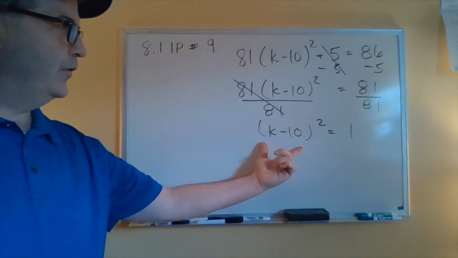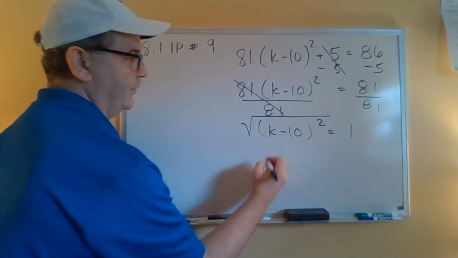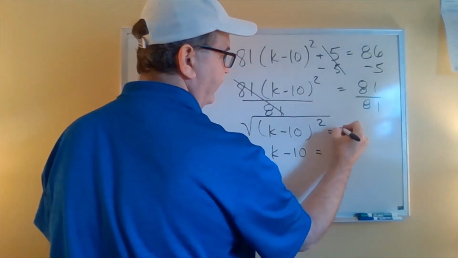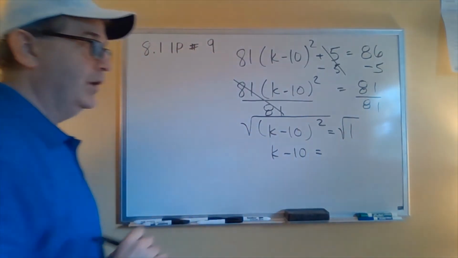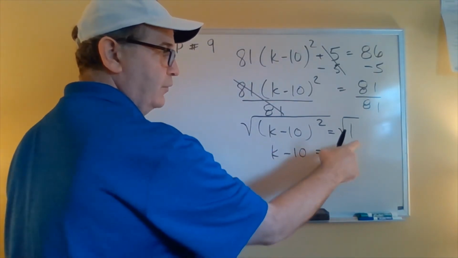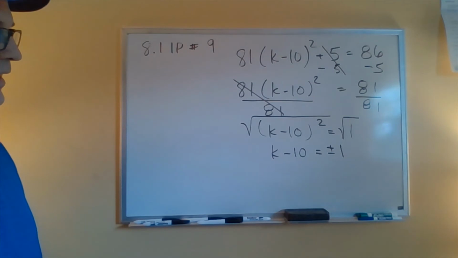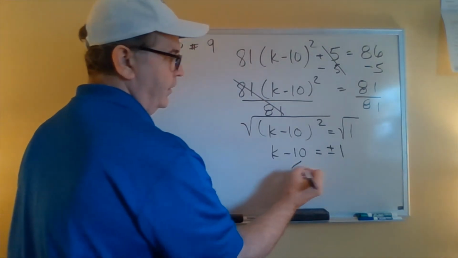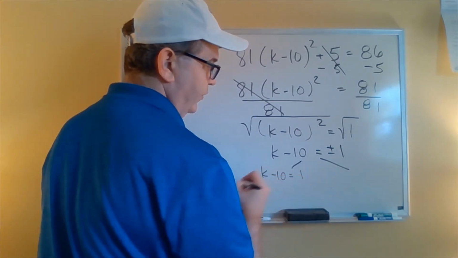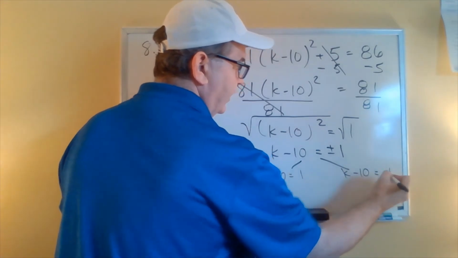So now that I have my squared component over here, I want to take the square root of it, because the square root and the square will cancel out, and I'll be left with just k minus 10 on the left side. But I also need to take the square root on the right side. The square root of 1 is 1, but don't forget, when we're taking the square root of a number, it's plus or minus. So we have k minus 10 equals plus or minus 1. We'll split that into two equations: k minus 10 equals the positive 1, and k minus 10 equals the negative 1.